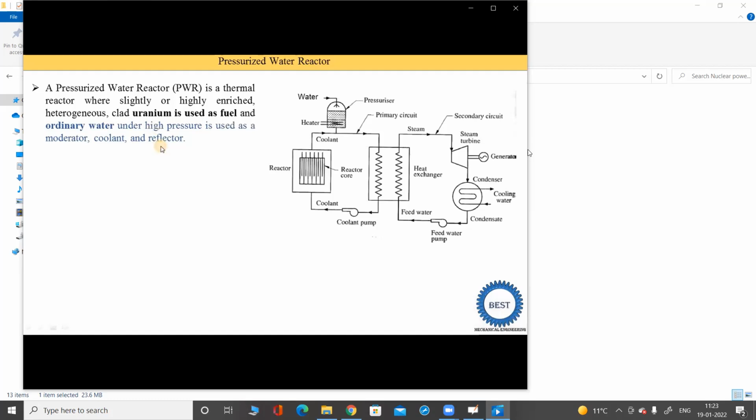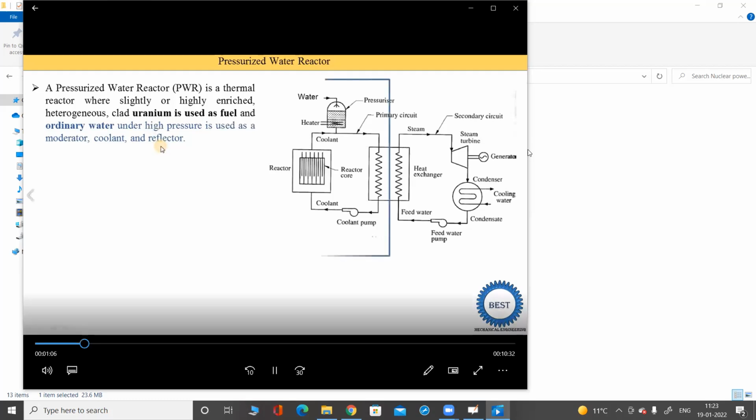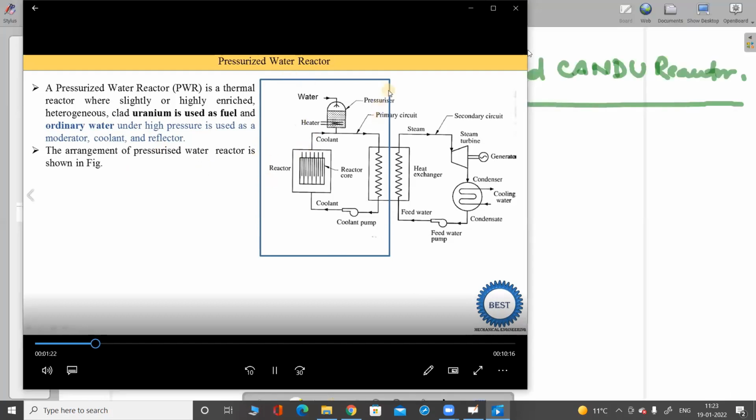Now here you see this is the diagram of the pressurized water reactor, or an arrangement of pressurized water reactor. So these PWR reactors are divided into two circuits. One is called the primary circuit. So here in this rectangle, you see it is called the primary circuit. And this part is called the secondary circuit.